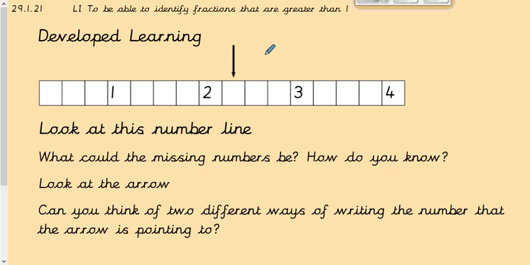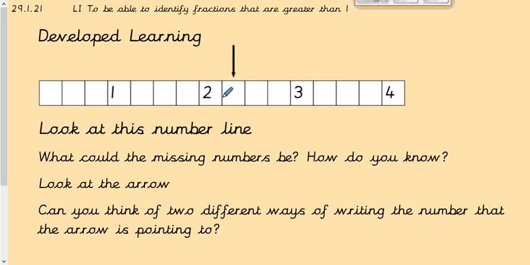So now we move on to our developed learning where we're looking at the number line. So look at the number line. What could the missing numbers be and how do you know? So we'll look at that question first. So we can see we've got 1, 2, 3 and 4 and they're all spread out on this number line. But we can see in between, normally on the number line you have 10 spaces between each number because it normally goes up in tenths or decimals or that kind of thing. But these are only 4, so what are they going up in? I think of fractions.